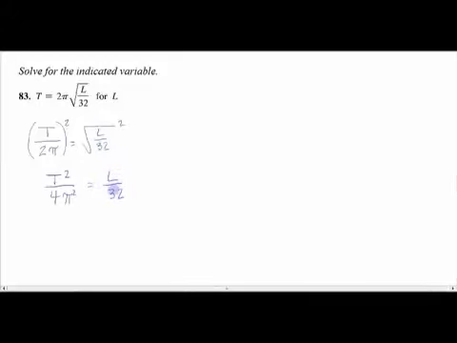The L is being divided by 32, so to isolate it I multiply both sides by 32. That gives me an L on the right, and here 4 goes into 32 8 times. That will give me an 8t squared over pi squared.